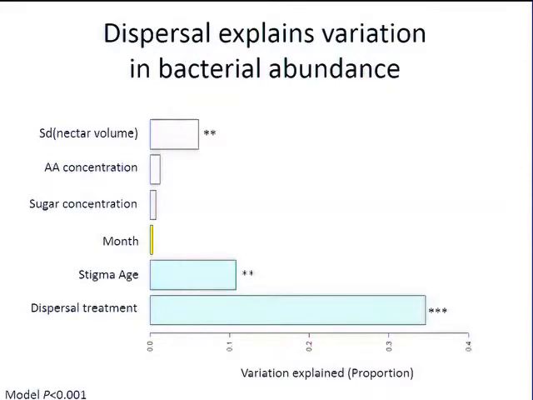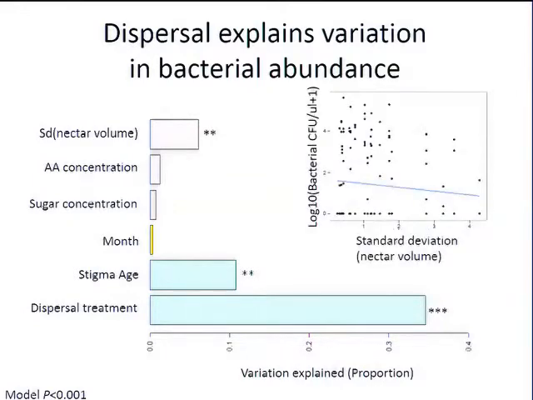So what we found is that most of the variation in abundance is explained by the dispersal treatment. You can see more than 30% of the variation is explained by that. The next most important factor is the stigma age, where with increasing age of the stigma, we had a greater abundance of microbes, which is perhaps not surprising. And interestingly, we also found that the variation in nectar volume did predict some of the abundance of the microbes that we found, where flowers that varied to a greater extent hosted a lower density of microbes.